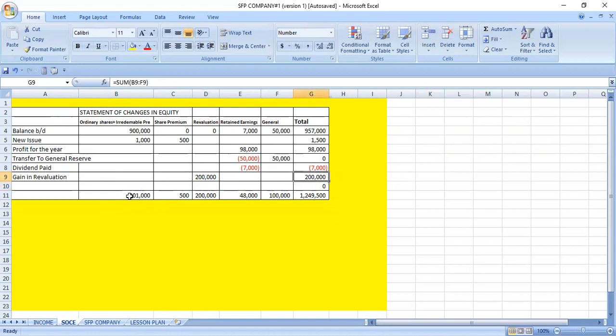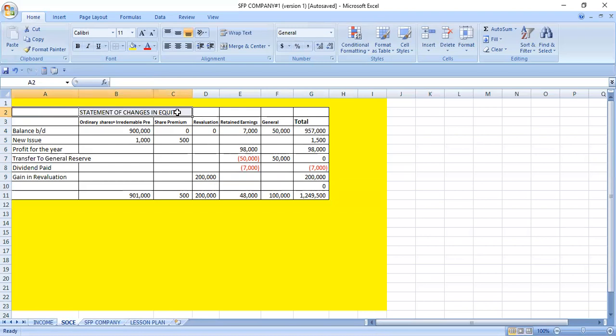Then what I'm supposed to do, you add all the figures. In this case, you'll find that they'll give us the total. If you compare with the total on this side, you can actually see that the columns are tallying. Then you are done with your statement of changes in equity. Remember, this is a statement of changes in equity.